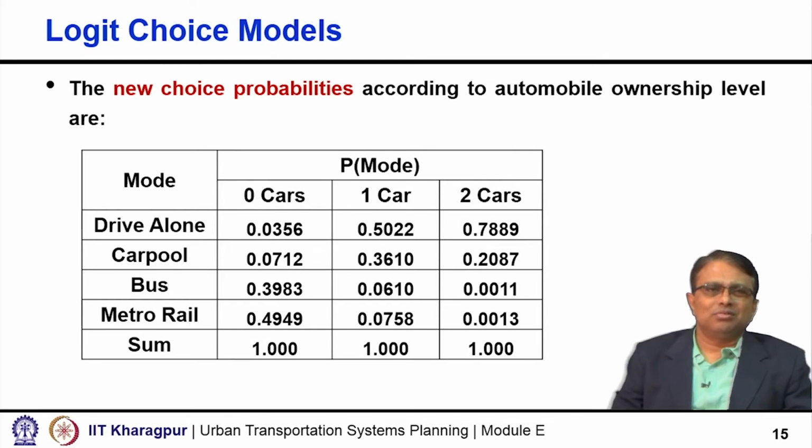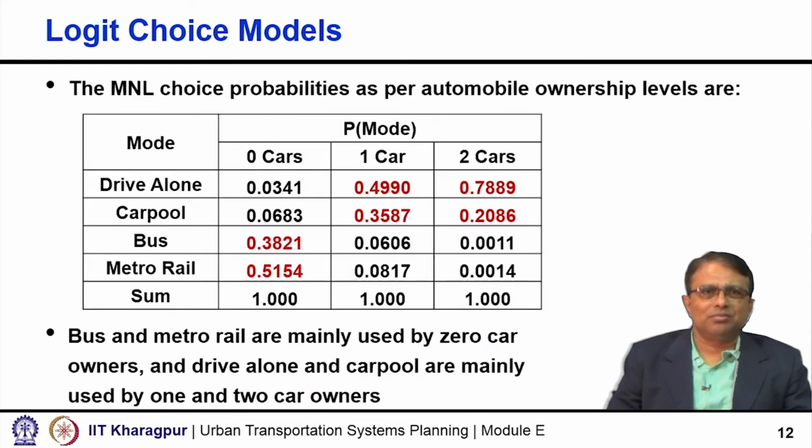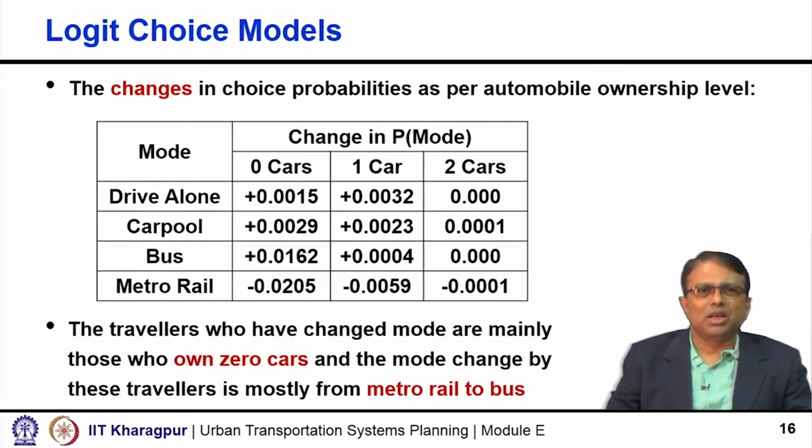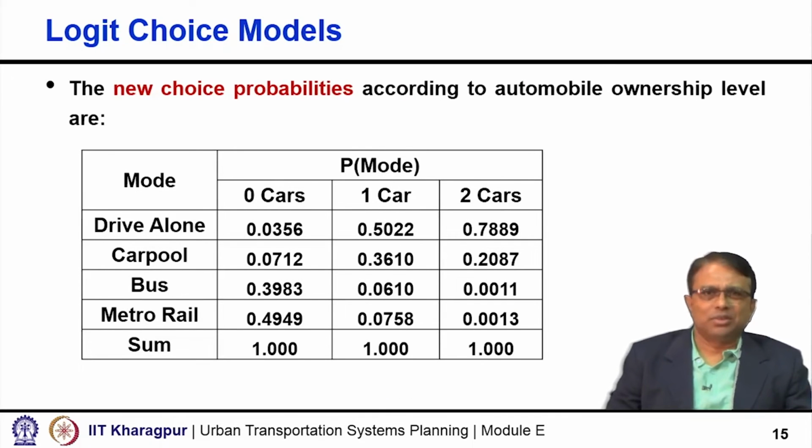We know that, let us take each vertical. Metro rail fare has increased. So, let us fetch a 0 car. Now, it is 0.4949. How much it was earlier? Earlier it was 0.5154. So, obviously, metro fare is increased, people shifted, 0 car group. 1 car, earlier it was 0.0817, now it becomes 0.0758. So, it has also reduced.